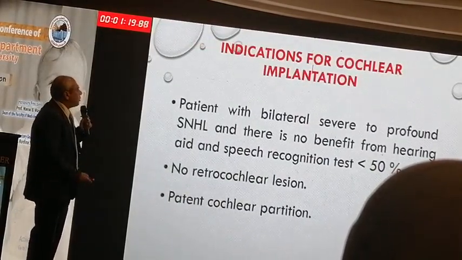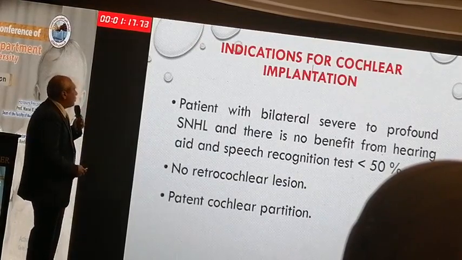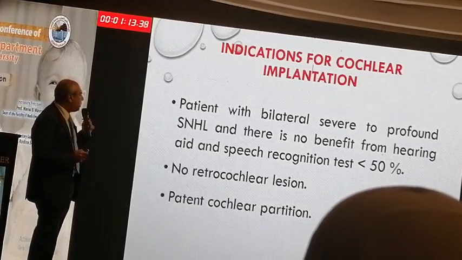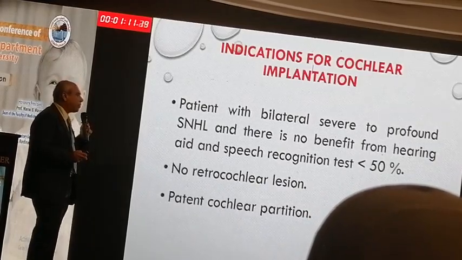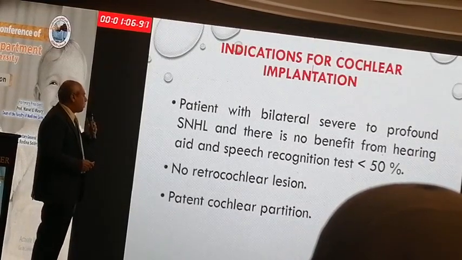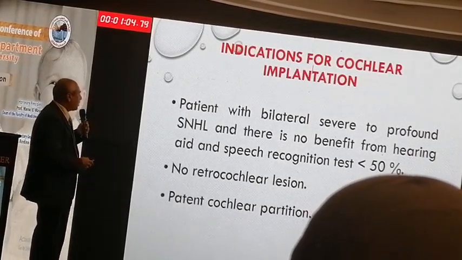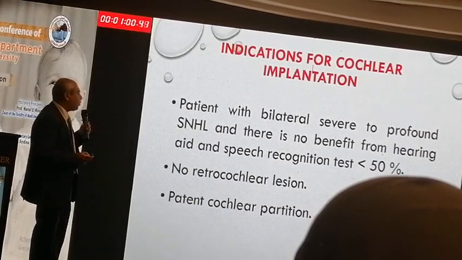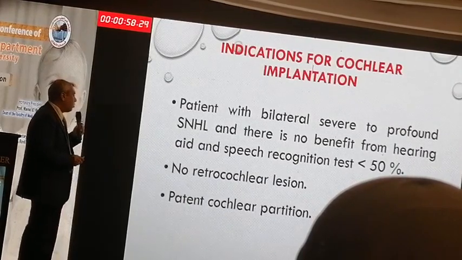What are the indications for cochlear implantation? Patients with bilateral, severe to profound sensory hearing loss, and there is no benefit from hearing aid, and the speech recognition test is below 50%. There should be no retrocochlear lesion contraindicating implantation. We're going to discuss this later. And there should be patent cochlear partition allowing for implantation of the electrode inside the cochlear lumen.